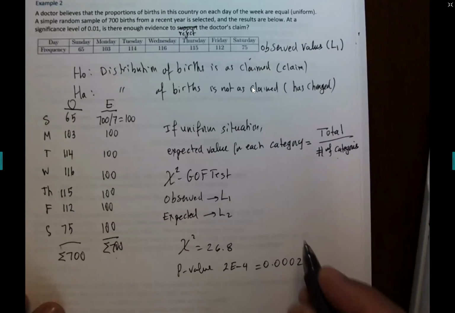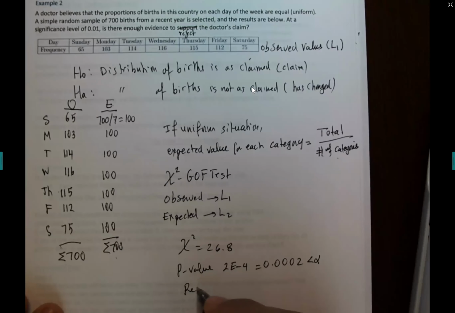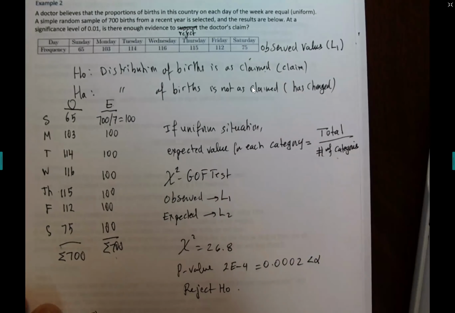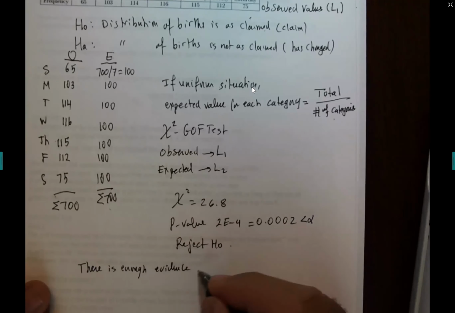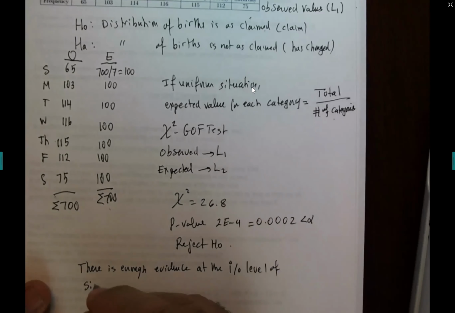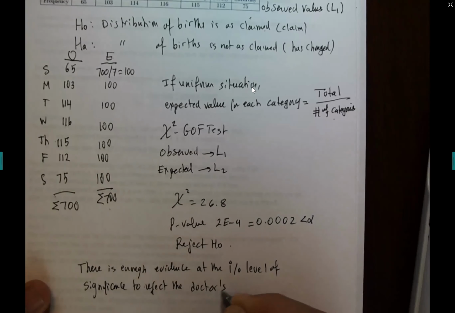Less than alpha. Reject H0. And conclusion. We reject H0, and the claim happened to be in H0, so we reject the claim. There is enough evidence at the 1%, you can put 0.01 level of significance, to reject the doctor's claim. So we end up rejecting the claim.